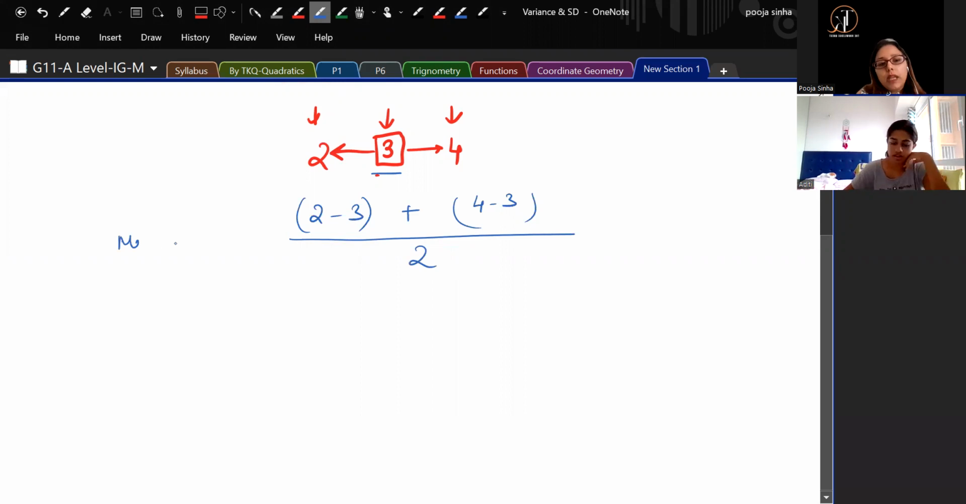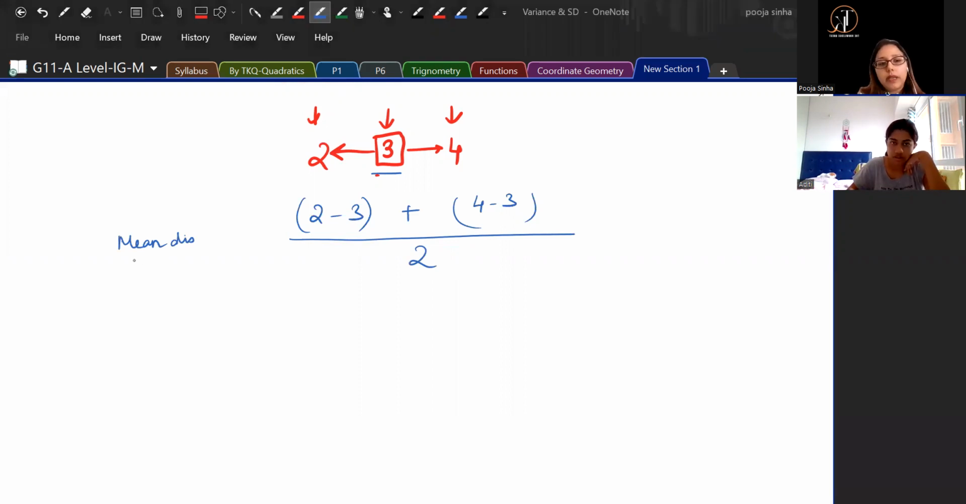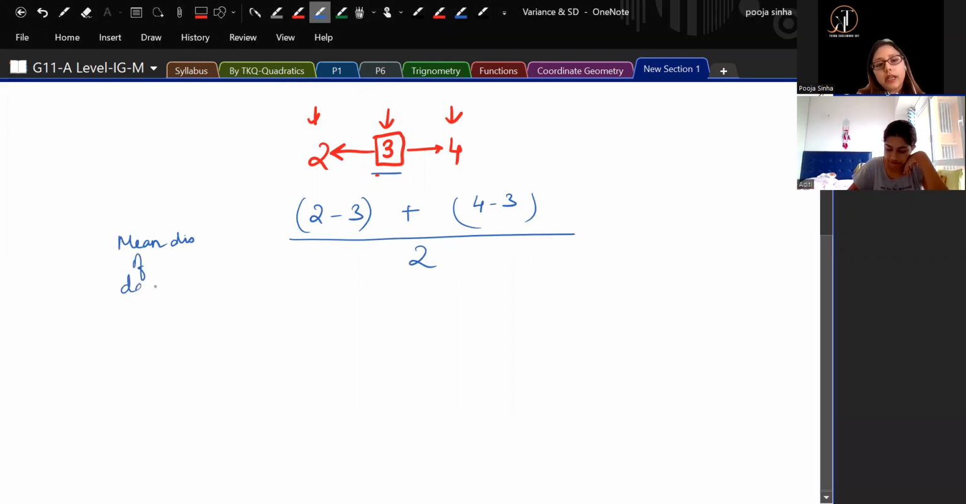This is called the mean distance. What is it called? Mean distance of the data values. So if I want to put it in a formula, this is x minus, what is this? This is x bar. So x minus x bar.